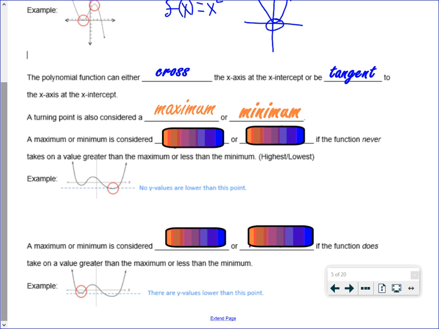Also, a maximum or minimum is considered global or absolute if the function never takes on a value greater than the maximum or less than the minimum, or in other words, that turning point is the absolute greatest or absolute minimum point on the whole graph. Okay? So for instance, we have this graph over here. We can see this turning point that's circled. That's called a global or absolute minimum because it's the absolute smallest point on the whole graph. There's no point less than this point over here.